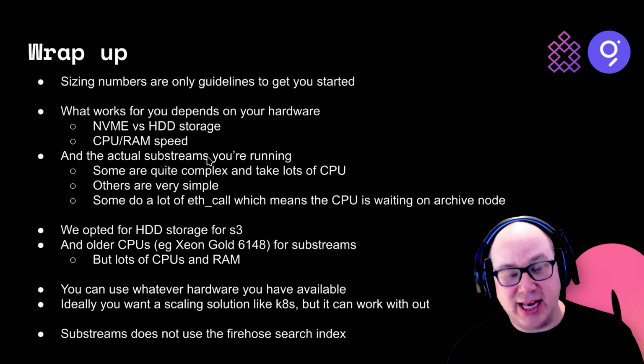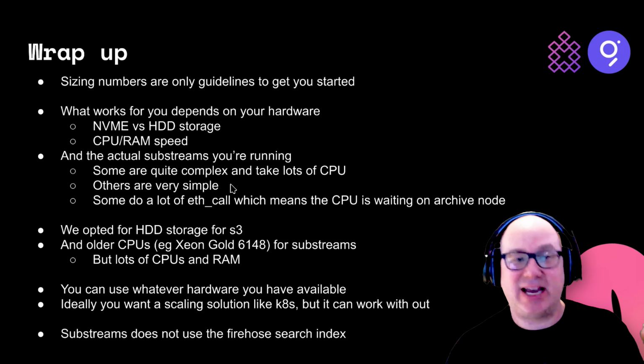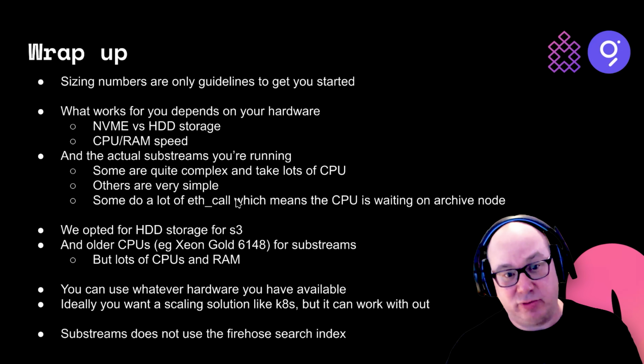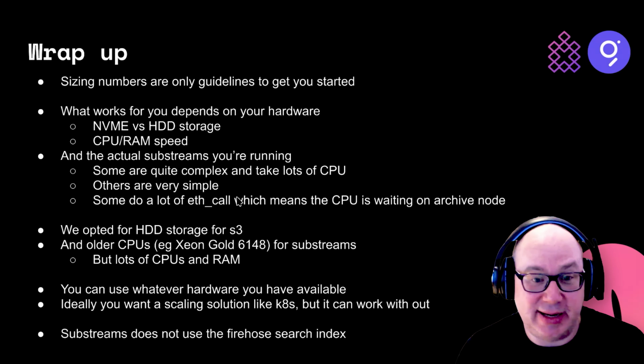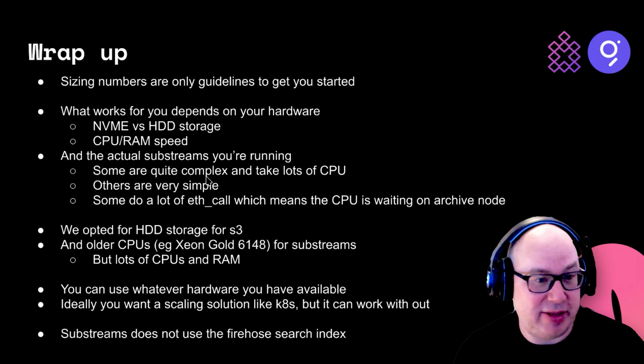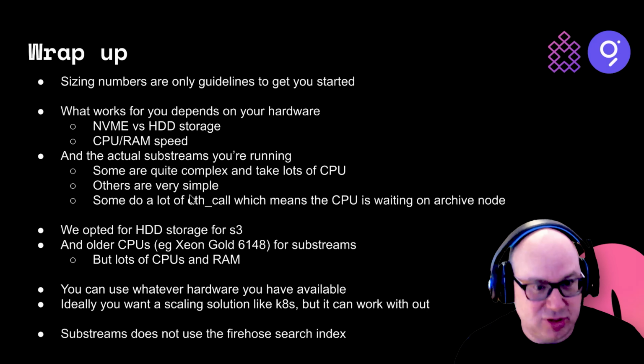So as you scale up your tier 2 nodes, you may need to also scale up your archive node if you want to run a lot of tier 2s in parallel and you're doing a lot of ETH calls. Again, depends on the subgraph. Some do a lot, some don't.